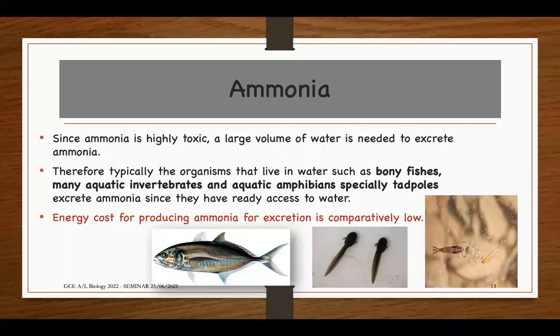Okay, so bony fishes, many aquatic invertebrates, and amphibians like tadpoles will excrete ammonia. And the energy cost for producing ammonia is comparatively low. Why? Because ammonia is the one that is produced first during metabolism of protein and amino acids. Therefore, the energy cost for producing it, compared with urea and uric acid, is low.